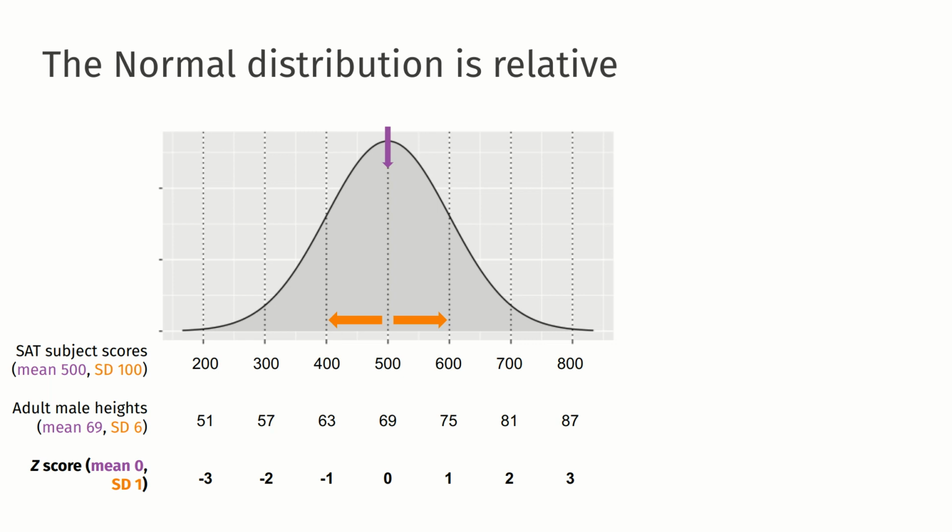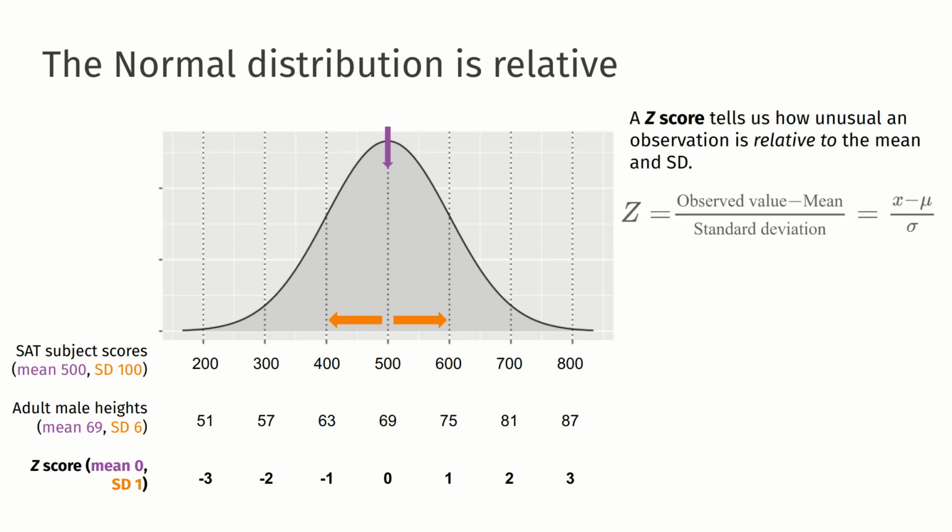And when we are describing where someone falls on a curve like this, what we often do is describe it in terms of what we call a z-score. A z-score basically tells us how unusual an observation is relative to the mean and standard deviation of this normal distribution. A z-score is defined as the observed value minus the mean, so that's its deviation from the mean, remember the deviation from before, and then we divide that by the standard deviation.